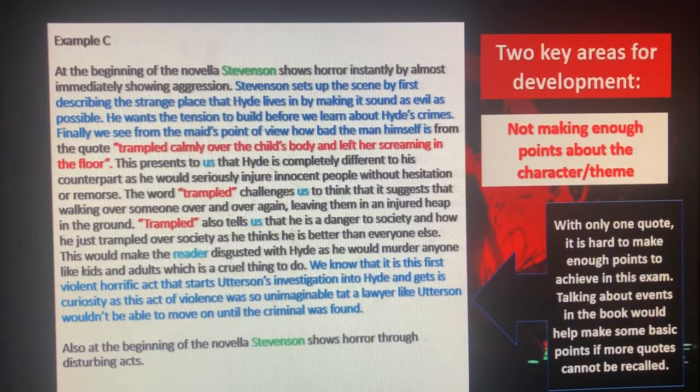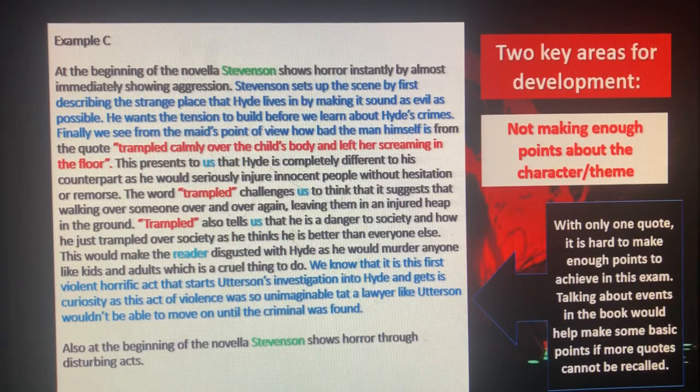I've now added bits in blue that I could add. In this case, this candidate clearly did not know enough quotes, so I've had to take parts of the book to explain instead. If you can't think of quotes, at least try and explain the events that happened before and after the quote you do know.